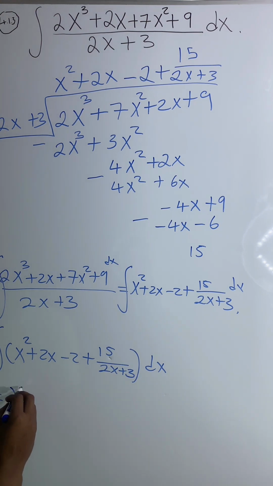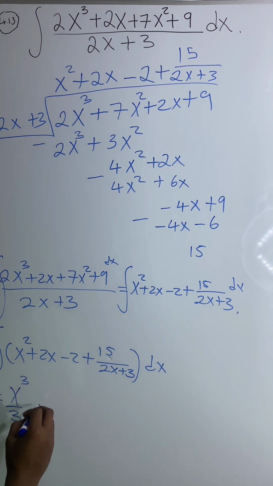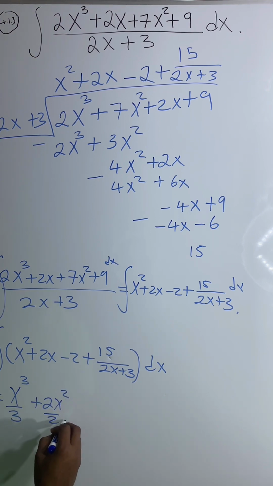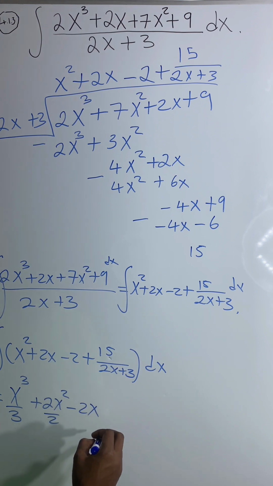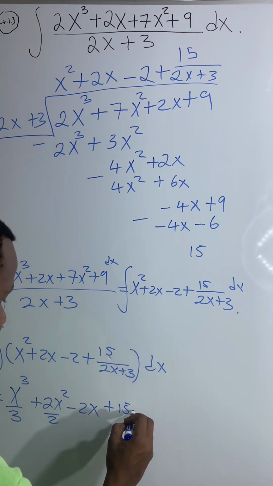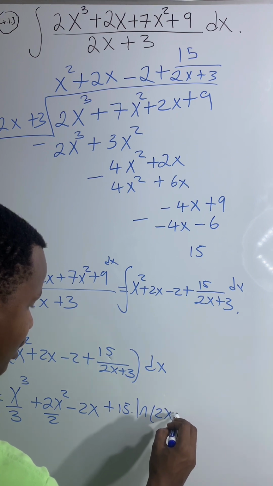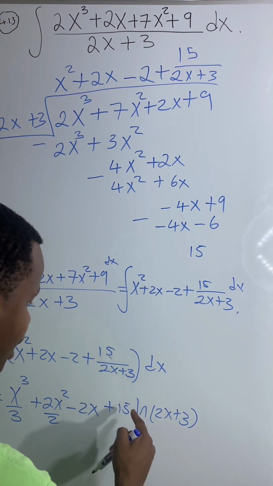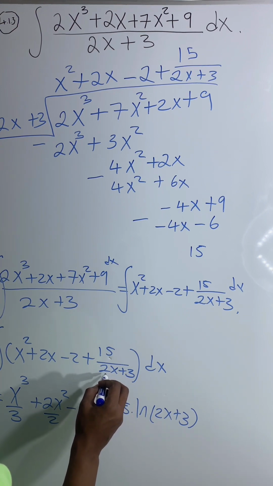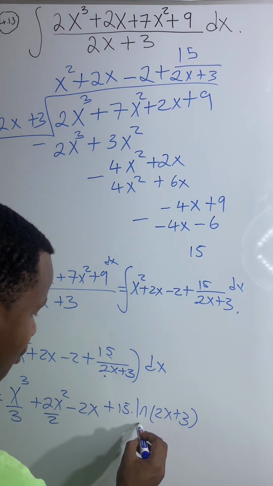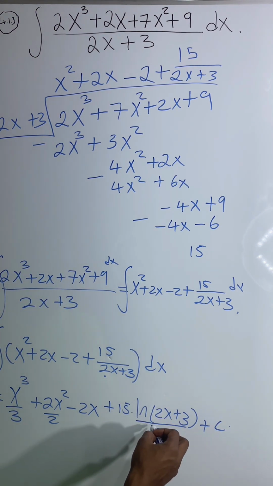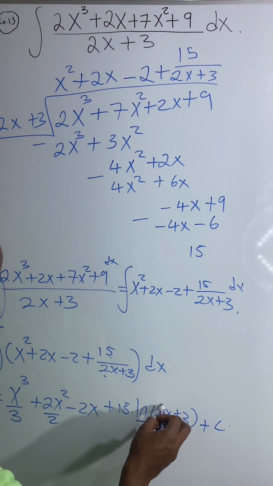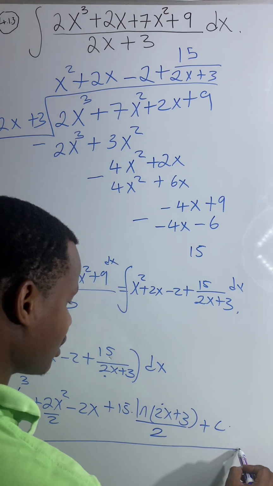Integrating x squared, we get x cubed over 3, and integrating 2x, we get 2x squared over 2, and integrating negative 2, we get negative 2x, and integrating 15 divided by 2x plus 3, we get 15 ln of 2x plus 3, and because of the chain rule, we have to divide by the coefficient of the x, which is 2, because if we were to differentiate these, because of the chain rule, we are going to also differentiate the 2x. So this becomes our final answer.